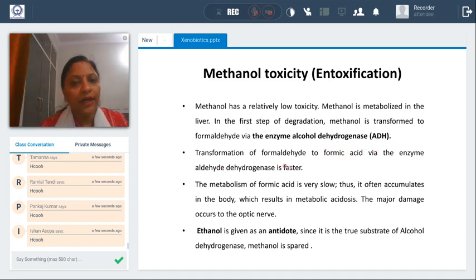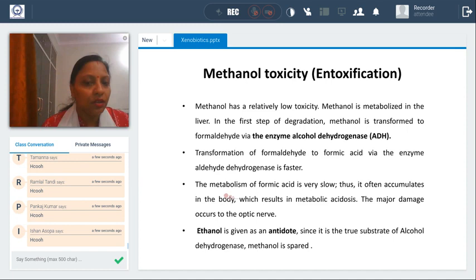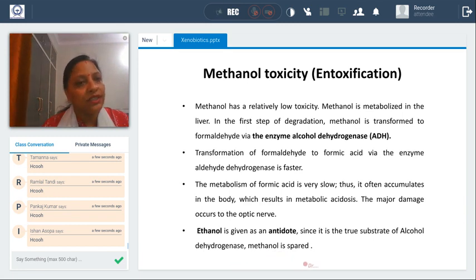Transformation of formaldehyde to formic acid via the enzyme aldehyde dehydrogenase is faster. So the metabolism of formic acid is very slow. It often accumulates in the body, which results in metabolic acidosis. The major damage occurs to the optic nerve, you all know. So ethanol is the antidote of this methanol toxicity. Since it is the true substrate of alcohol dehydrogenase, methanol is spared.